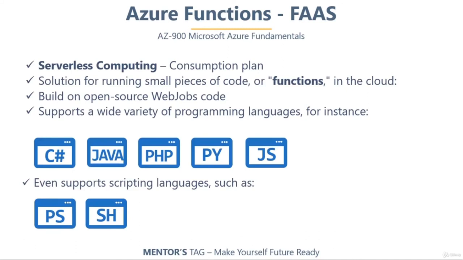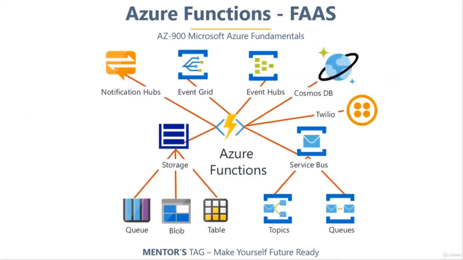If you are not a developer and if you are an administrator and if you want to write some piece of logic in PowerShell or shell scripting, that is also allowed in Azure Functions. In short, if I have to explain this in one line, this is the cheapest way to execute your code on Microsoft Azure Cloud. Azure Functions can literally connect with almost everything on Azure. If you want to connect this with Azure storages, with table, blobs or queues, you can do that. If you want to connect this with any kind of event triggers like Notification Hub, Event Grid and Event Hubs, you can do that.